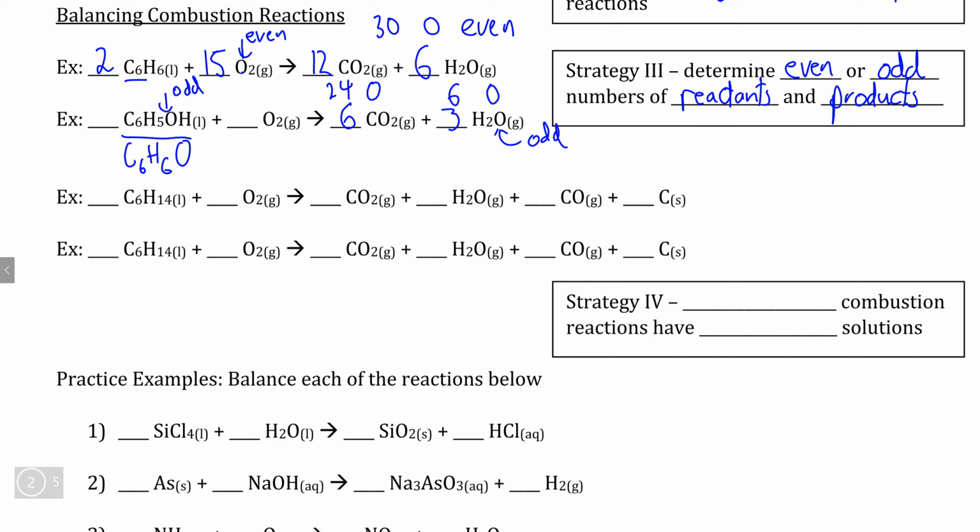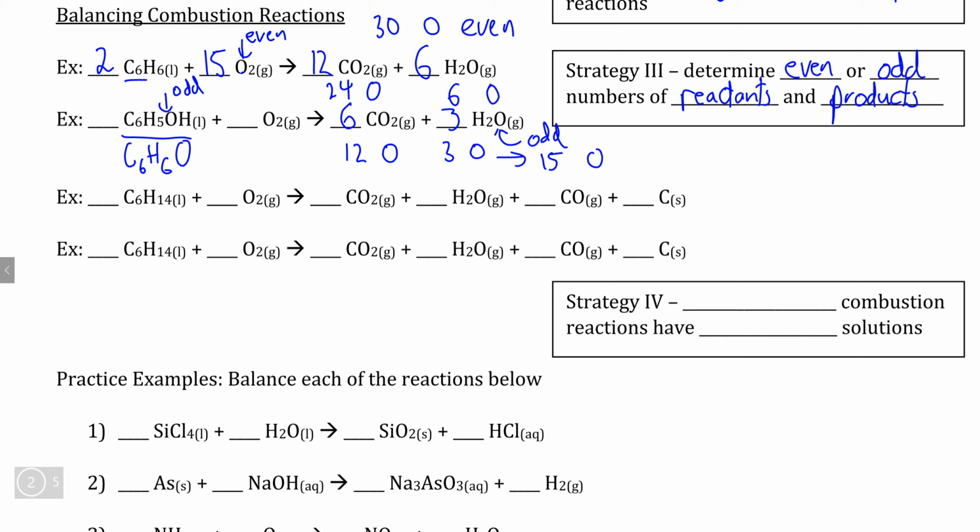So let's simply count the total number of oxygens in our products to find out how many oxygen gas molecules we need. So 6 times 2 is 12 oxygens in carbon dioxide plus 3 oxygens in water, means that we have a total of 15 oxygens in total.